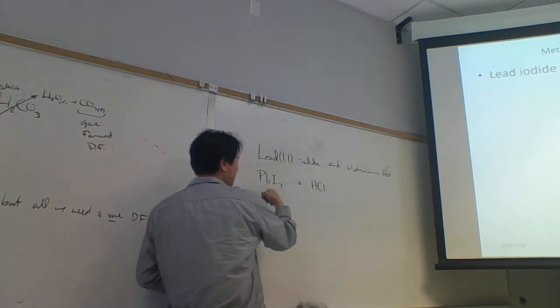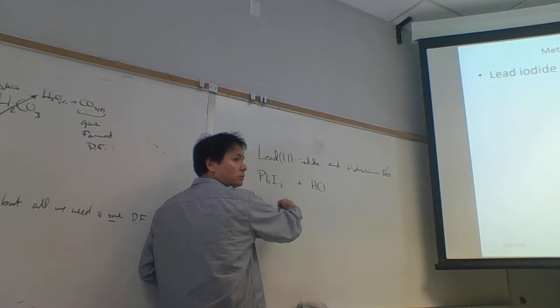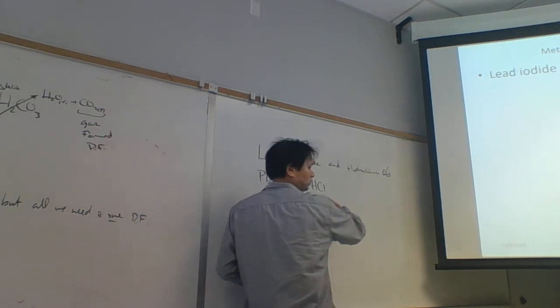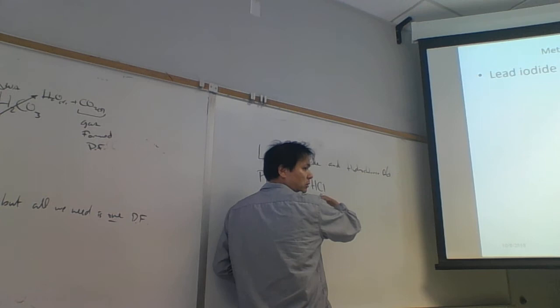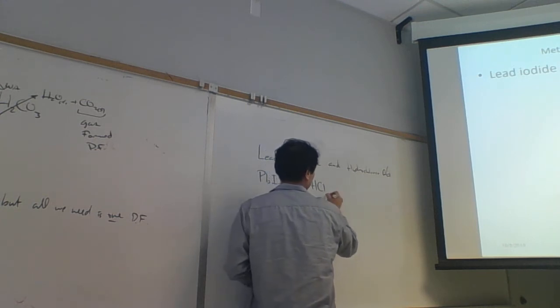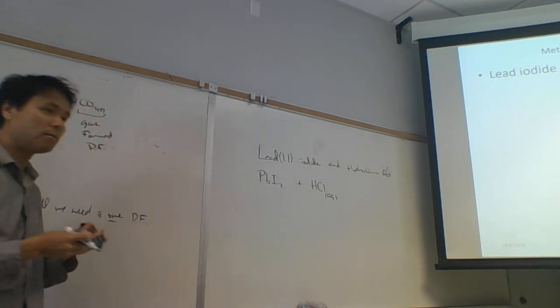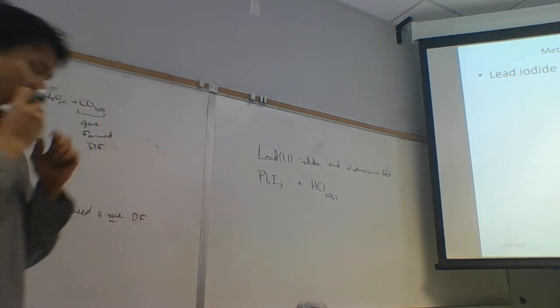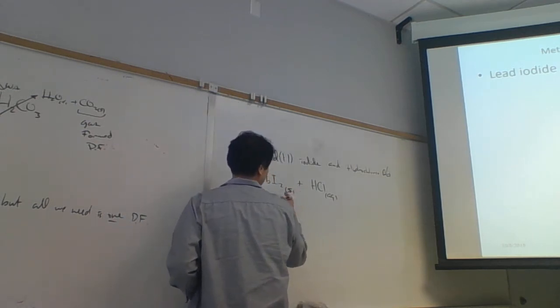Okay, for these reactants, did you write the state? For example, solid, liquid, aqueous, gas? Did somebody write the state of this one? HCl is hydrochloric acid, a mixture of HCl and water, so this is aq. The water present, does the PbI2 dissolve in it or not? So it's solid.